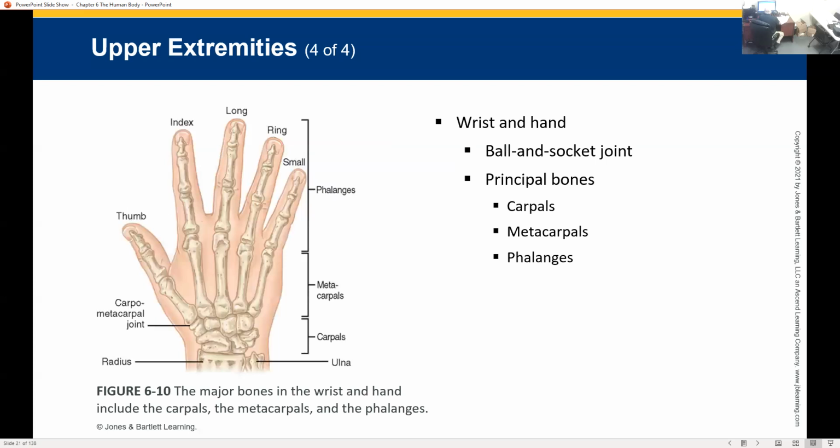All right, now you have the hand. So you've got the carpals, metacarpals, and the phalanges. You'll see these. And then we'll talk about the foot. The foot's similar, but it's a little bit different. The bones are named a little bit differently. We'll get to those in just a minute. But anyway, it is also a ball and socket joint. So then you've got your bones here.